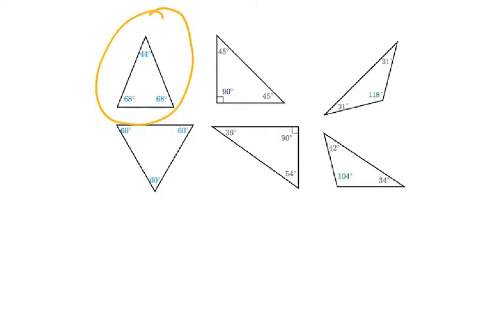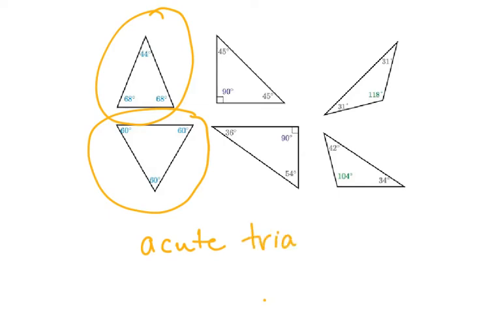Did you touch this one? And did you touch this one? Because they are all less than 90 degrees. So these are acute triangles. Let me go ahead and erase this.